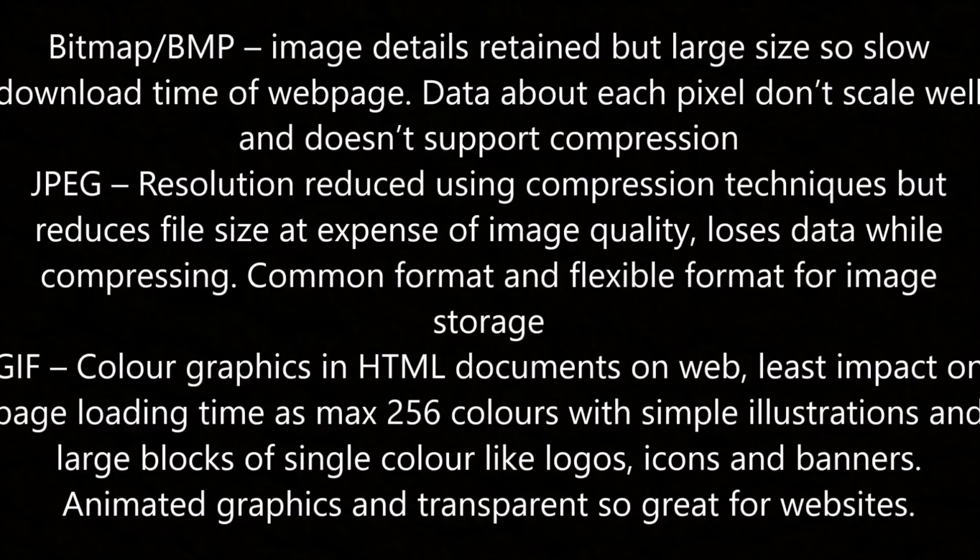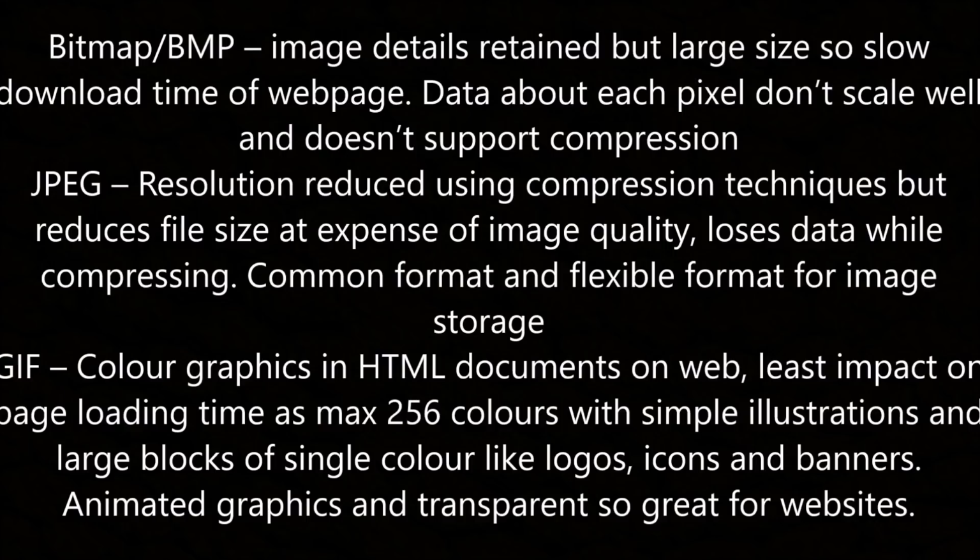Bitmap, or BMP, has image details retained, but the large files mean slow download time of the web page. Data about each pixel doesn't scale well and doesn't support compression. JPEG has a resolution reduced using compression techniques, but reduces the file size at the expense of image quality. It loses data whilst compressing, and is a common and flexible storage format for image storage.